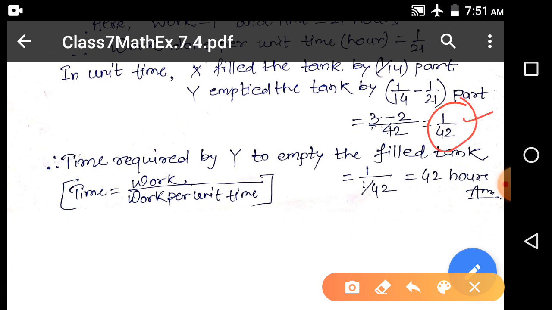This is the work per unit time and the value of work is 1. So in order to calculate time, we can divide work by work per unit time. So 1 is work and 1 by 42 is the part of work done by Y in 1 hour. If we divide those, we will get 42 hours as the answer.